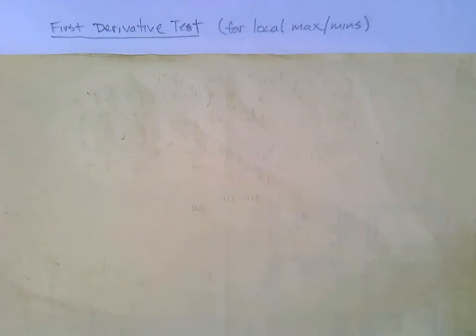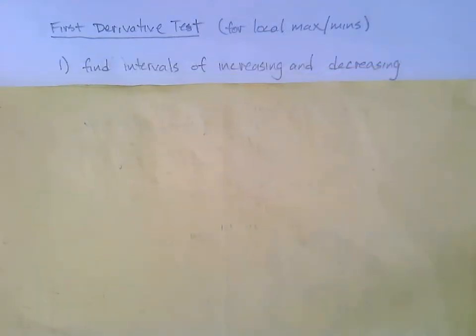Okay, the first derivative test, it's a big deal. It's got this big, powerful title. And what's it a test for? To find where the local maxes and mins occur. So what are the steps to this test? Step number 1, find the intervals of increasing and decreasing. Well, that's a whole test in itself. Okay, it's all building, sure.